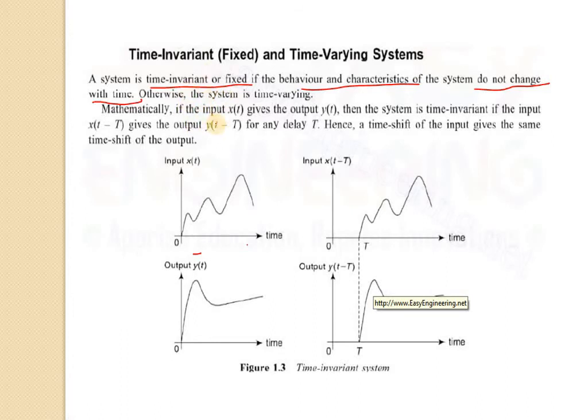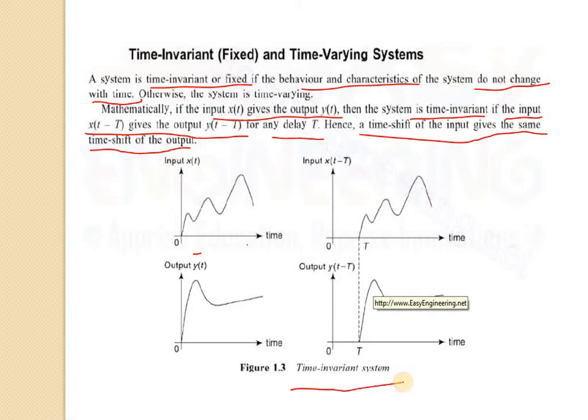Mathematically, if the input x(t) gives the output y(t), then the system is time invariant. And if the input x(t minus T) gives the output y(t minus T) for a delay of T, hence the time shift of the input gives the same time shift of the output. These are all examples of time invariant systems. That means throughout the time it gives a certain fixed output. There is no variation with respect to time.